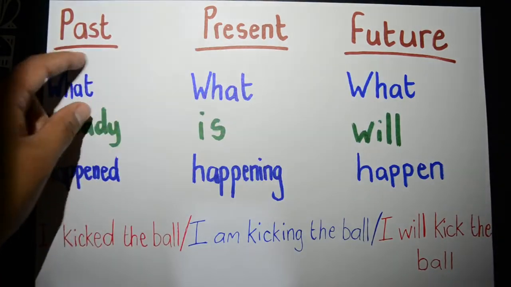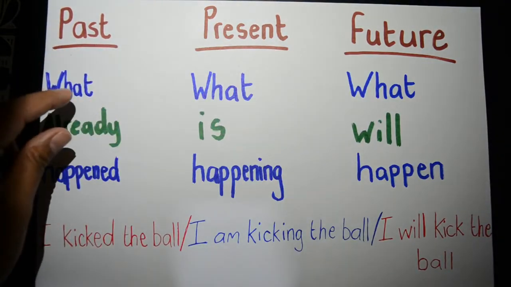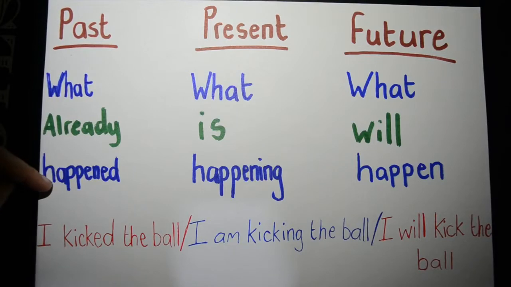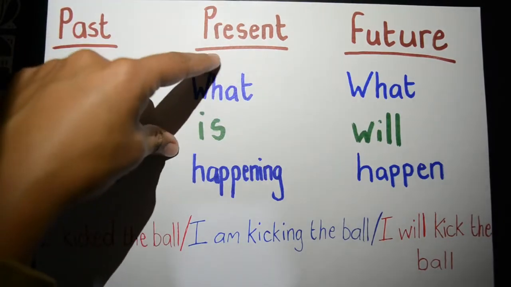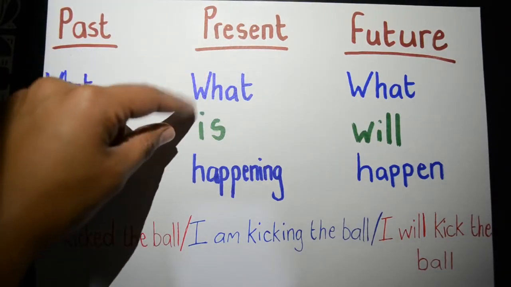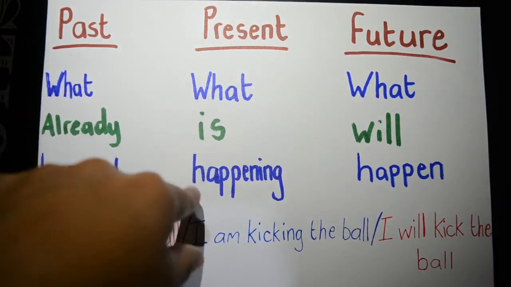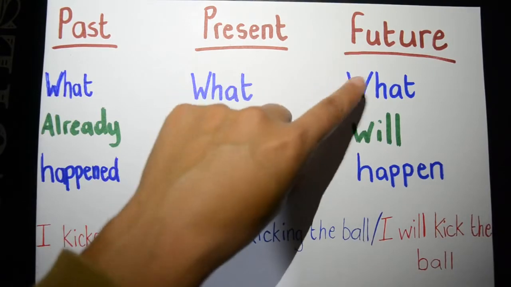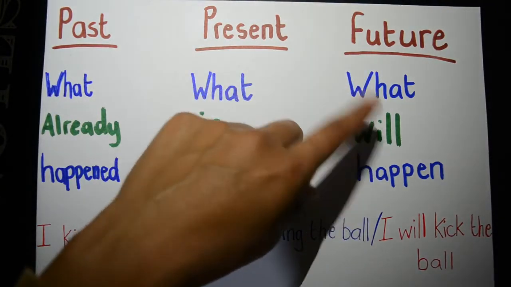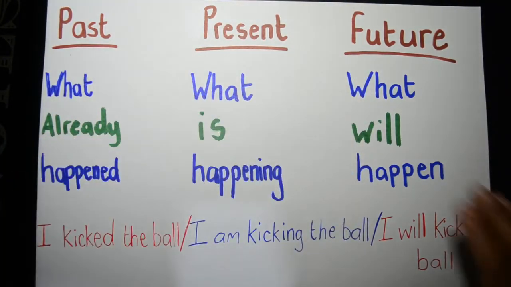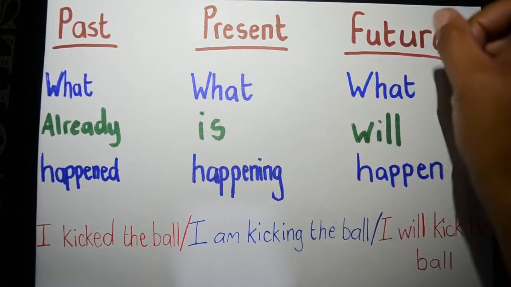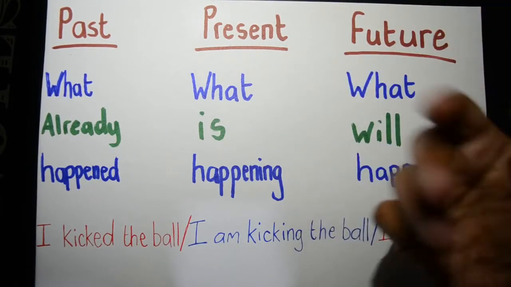Okay, past tense means the sentence is talking about what already happened. Okay, present tense means it's what is happening right now. Okay, what is happening now. Future is what will happen. What will happen. Okay, so future is easy because you understand the word future. It means something that's coming.